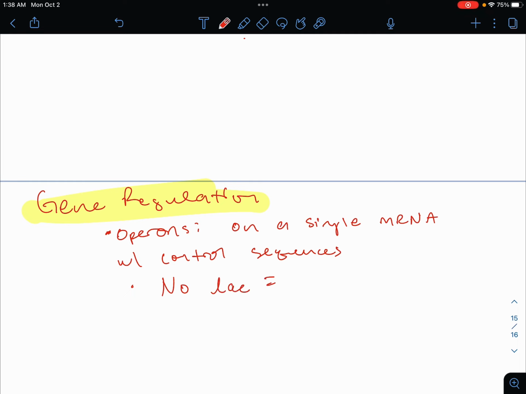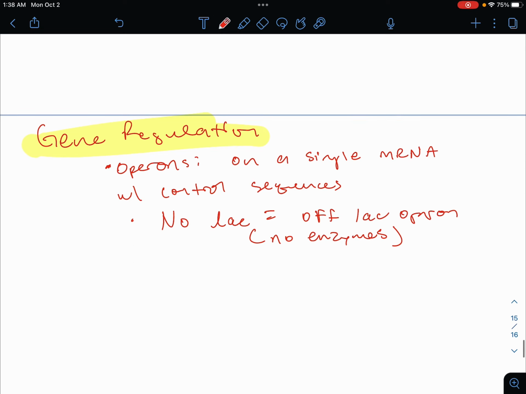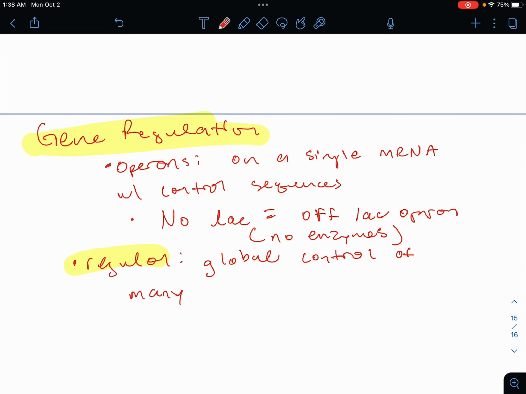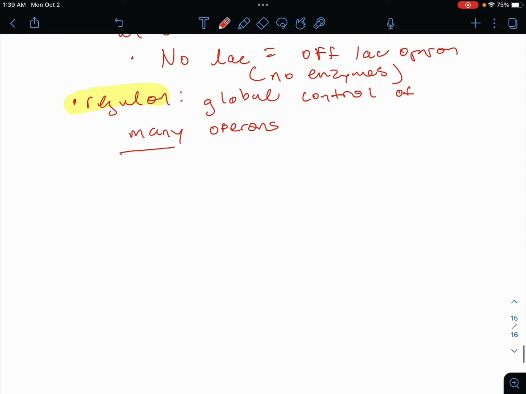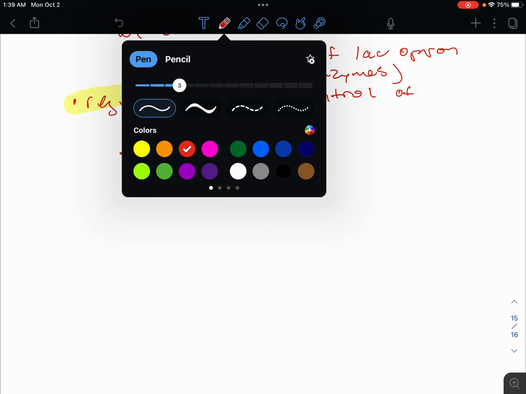So when there's no lactose, the lac operon is off. And this means no enzymes in that pathway will be transcribed and then translated. A regulon will allow for global control of several operons. So it's a regulator of a regulator, basically. In layman's terms, I think that's what it would be. Okay.